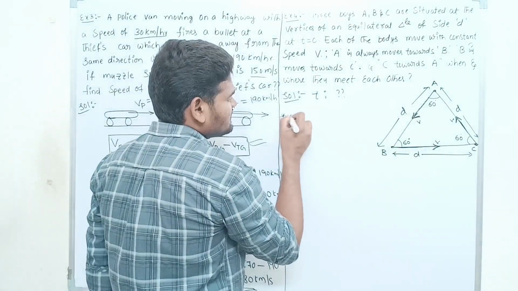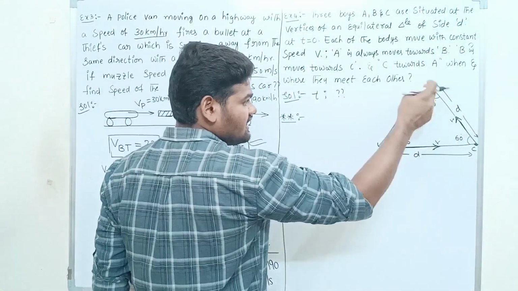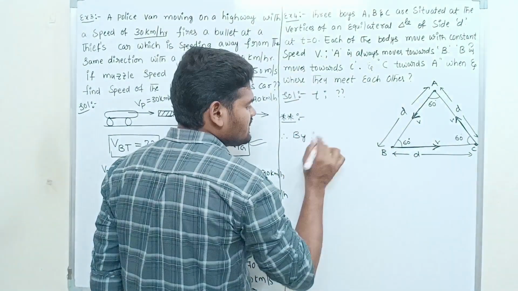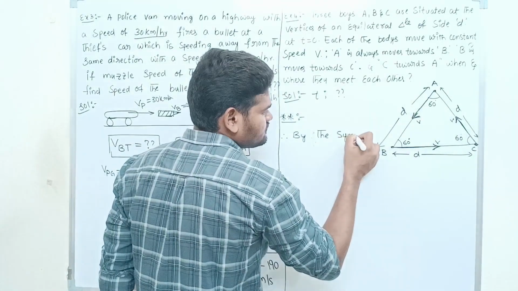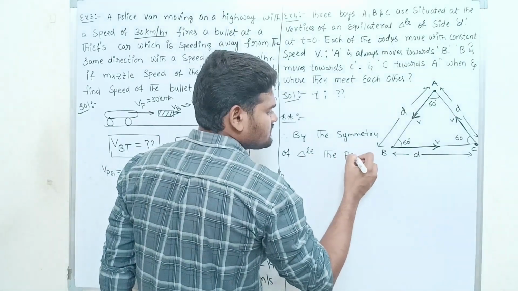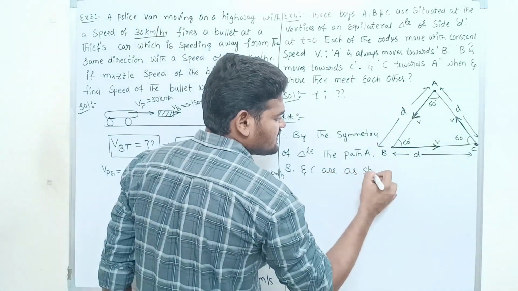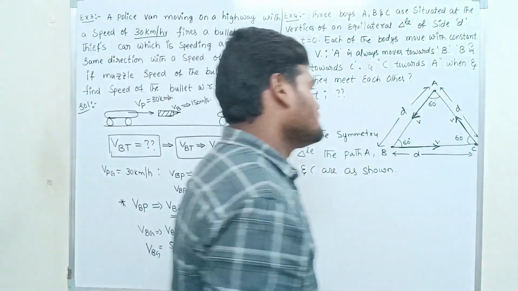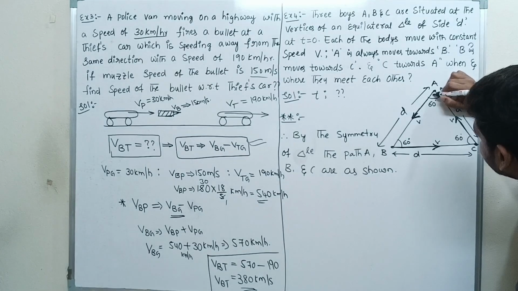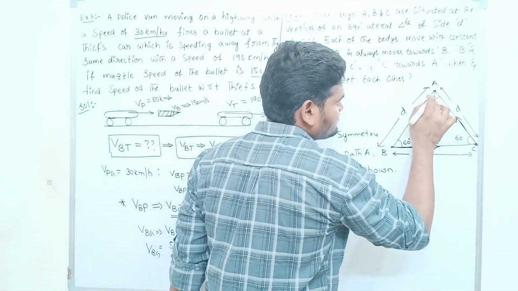I'm going to solve the solution. Have a look. The given triangle is an equilateral triangle. It is a symmetrical triangle. So D, D, D, 60, 60, 60. Therefore, by the symmetry of the triangle, the paths of A, B and C are as shown in the figure. That means after some time they are moving like this: A to B, B to C, C to A. The path of the person A is like this.